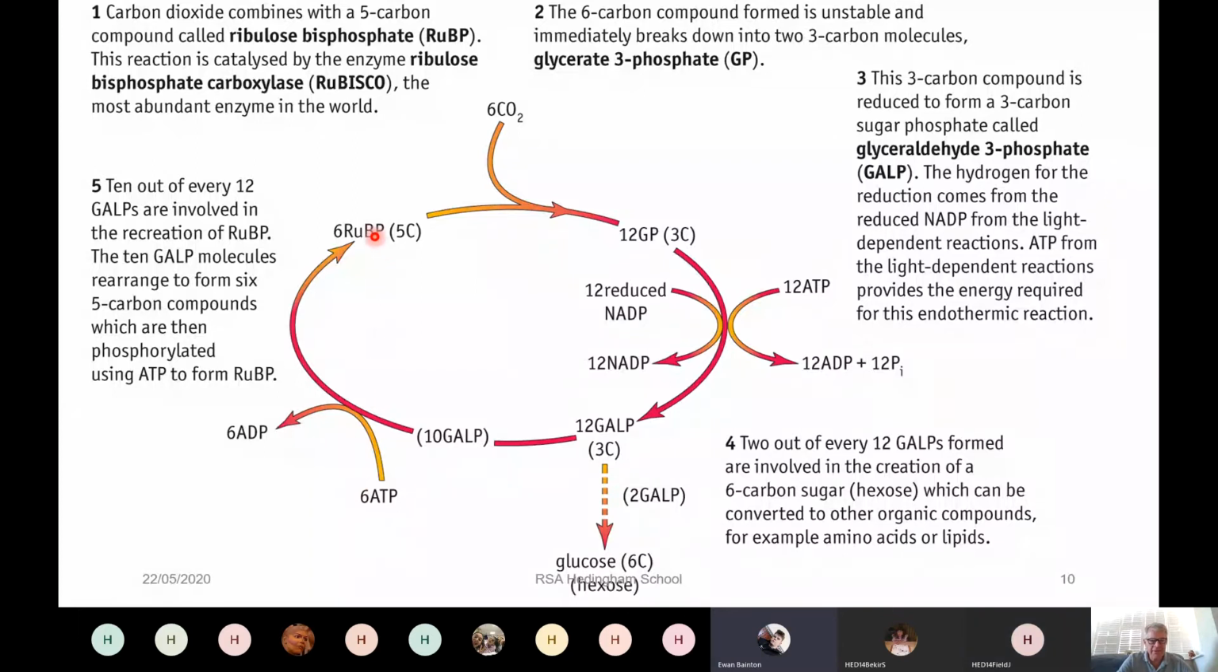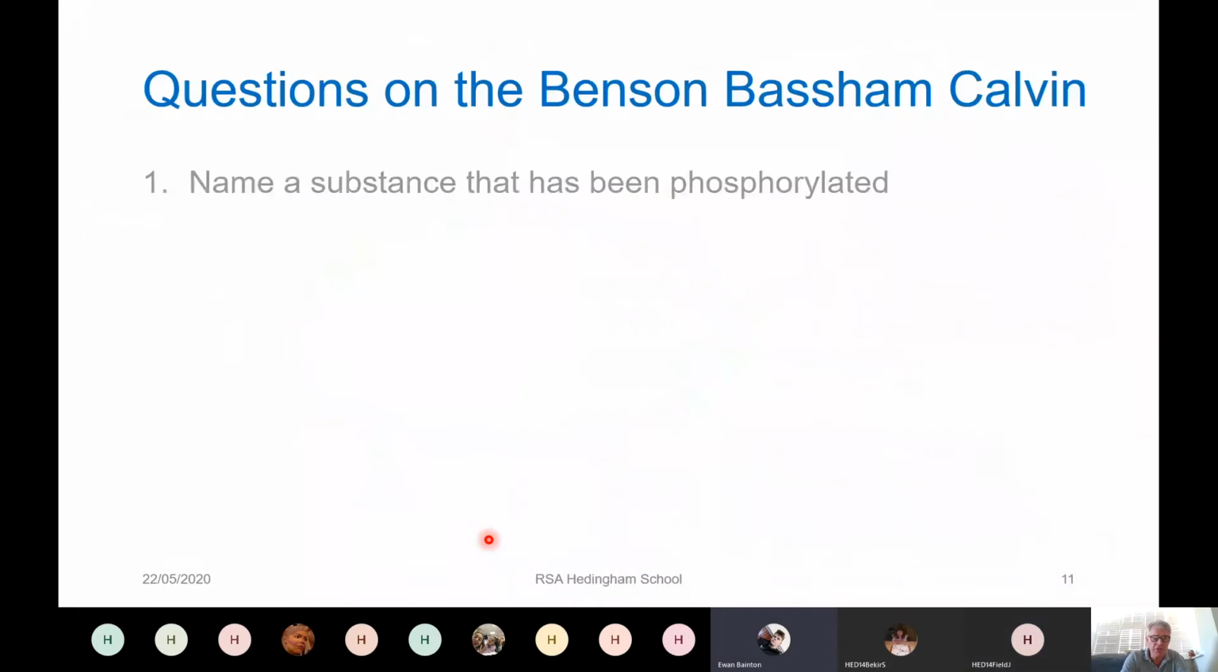They get added into RuBP. These ones don't get added in. They're still separate. Do you understand the difference? So these are shown as inorganic phosphate because they're not added to GP. But there is no inorganic phosphate here because that has been absorbed into RuBP. So really, the answer is GALP has been phosphorylated into RuBP. This is the answer in the book. Yes, it has. So the GALP is phosphorylated into RuBP.